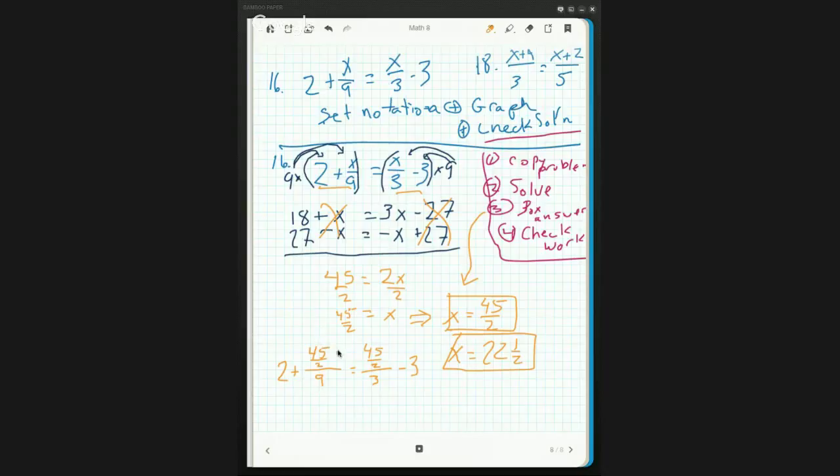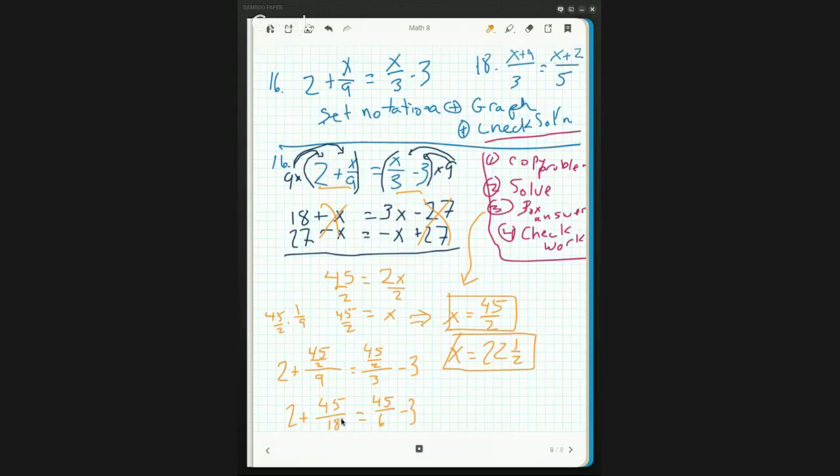All right, so 45 halves over 9, I'm going to expect that you can do that math, and it's going to come out to be 45 over 18. 45 halves divided by 9 is the same thing as 45 halves times 1/9, and there's where I get my 45 over 18. 45 halves divided by 3, similarly, is 45 over 6 minus 3.